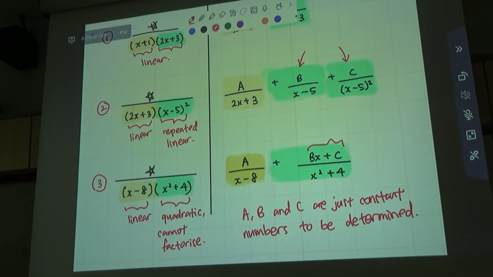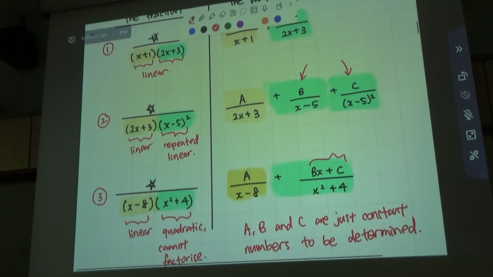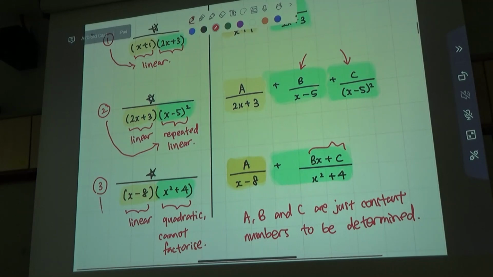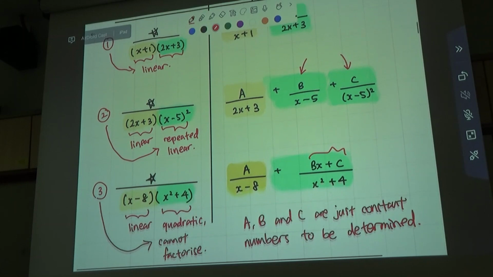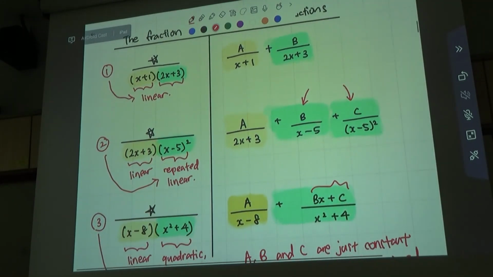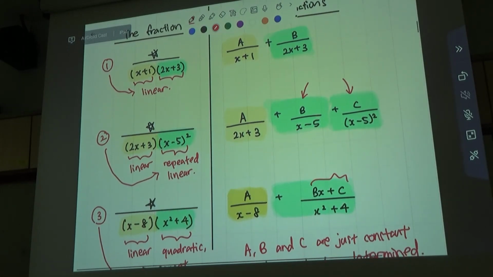So the three main types are actually, if I scroll down a little, type 1 is about how to deal with linear. Type 2 is about how to deal with repeated linear. And type 3 is about how to deal with quadratic that cannot factorize. So that is the lesson that I want us to learn regarding this segment. Shall I move on to an example? Yes. Okay.